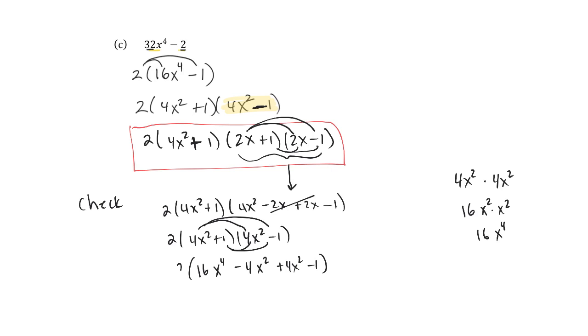Oh, don't forget the 2. And then these would cancel out. Those just add up to 0. And then distribute our 2. So we would get 32x to the fourth minus 2. And since that is the same as what was originally given to us, we know that it checks out and we factored that correctly.